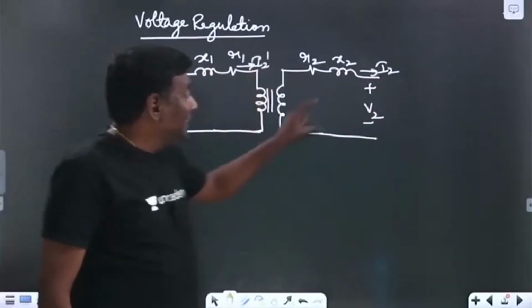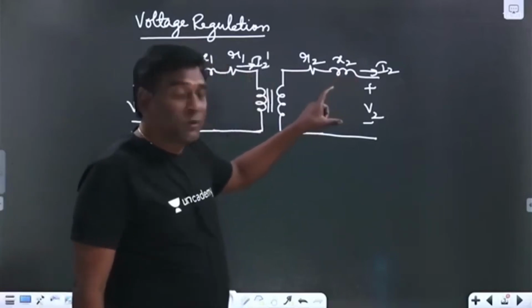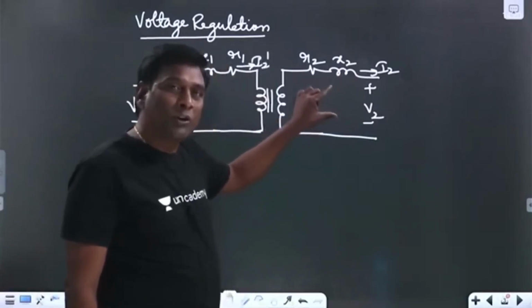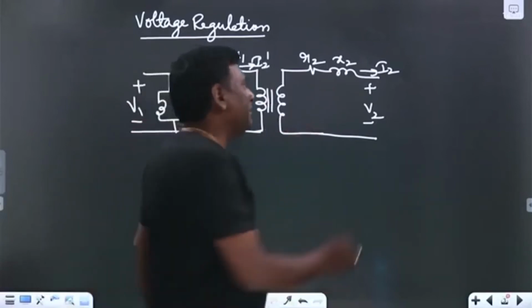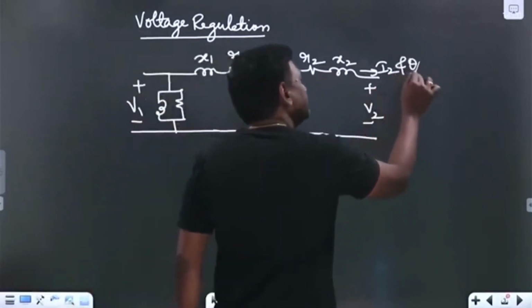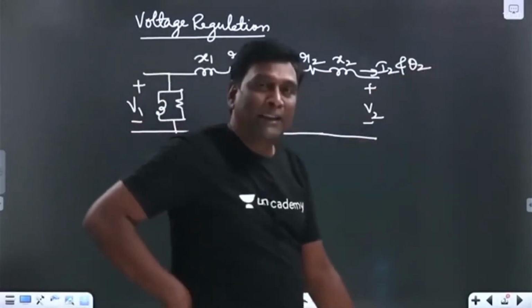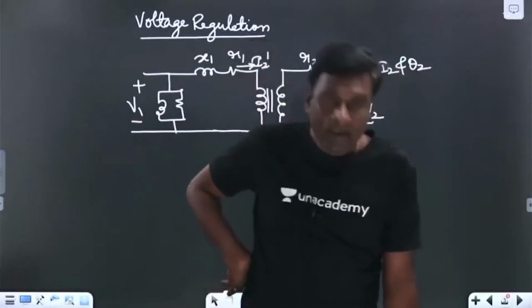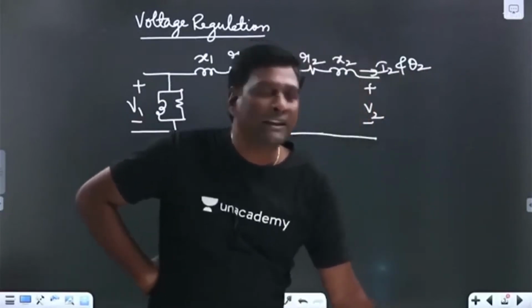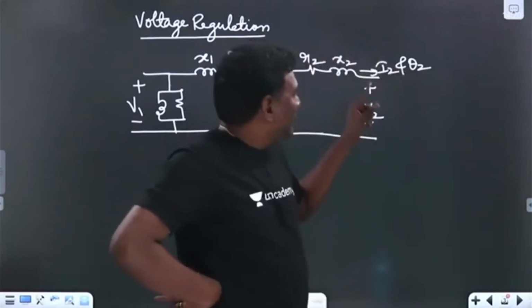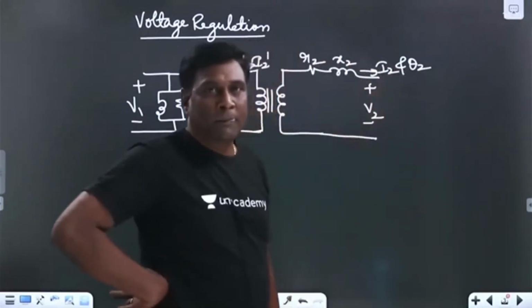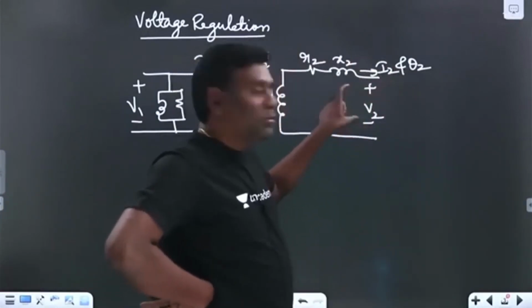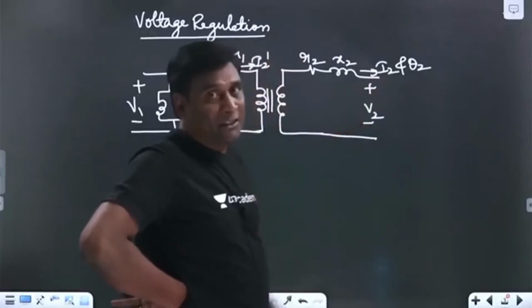Now, the terminal voltage variations of this particular V2 will be decided by I2 and theta 2, because in our transformer two independent variables will be there, those are I2 and theta 2. So everything will be decided by I2 and theta 2. Depending upon I2 and theta 2, my terminal voltage variations are going to happen.